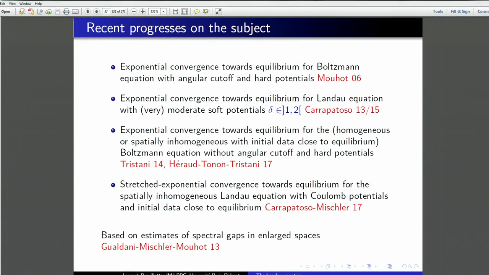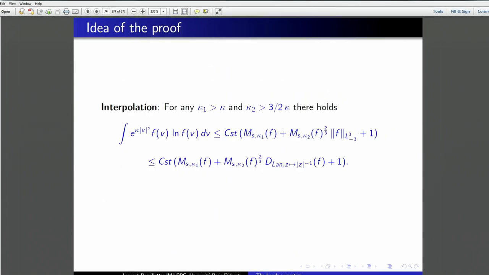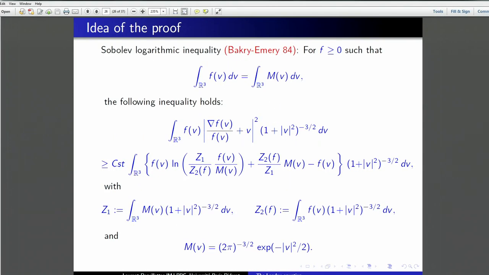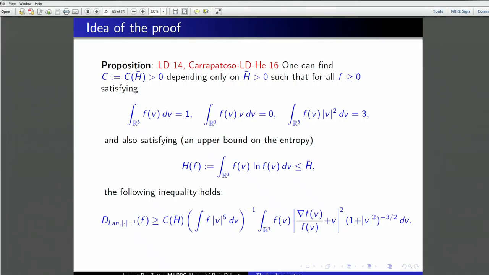result here, because you do not get an exponential decay at the end. You obtain a decay which is like stretch exponential. So this is what I wanted to show for the Coulomb case. Let me say that among the ingredients, there is this entropy-entropy dissipation estimate, but I would like to show also the two or three other ingredients which enable to get the stretch exponential decay.